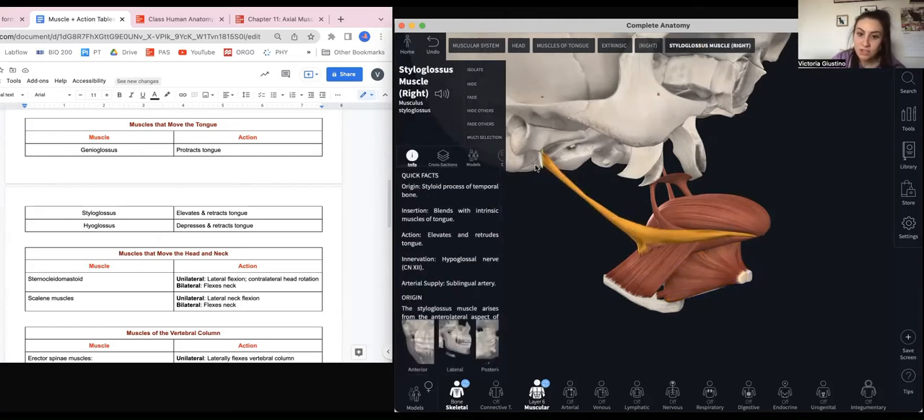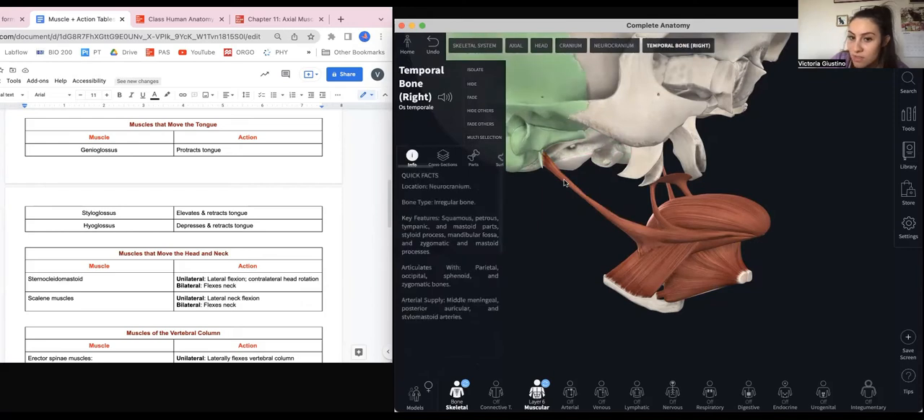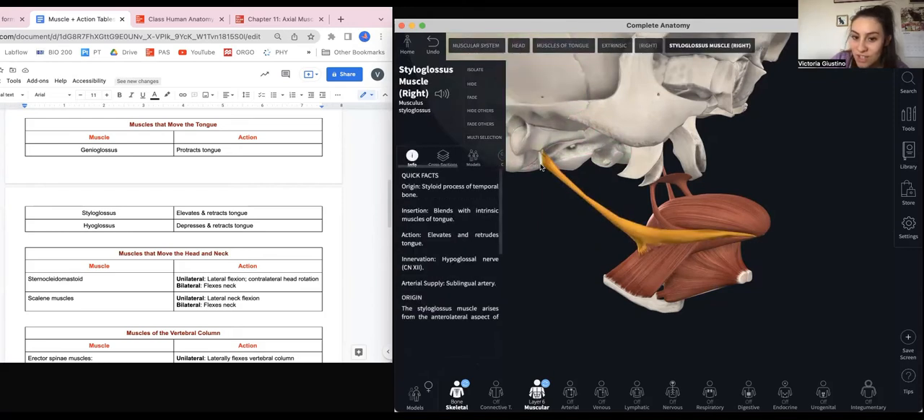So styloglossus, it's going to originate on, remember that styloid process of the temporal bone? Styloglossus originates right there on that styloid process. And then again, it's going to insert right into your intrinsic muscles of your tongue. And so going from I to O, imagine not only is it going to be retracting your tongue, so pulling it back, but it's also going to allow you to elevate your tongue.